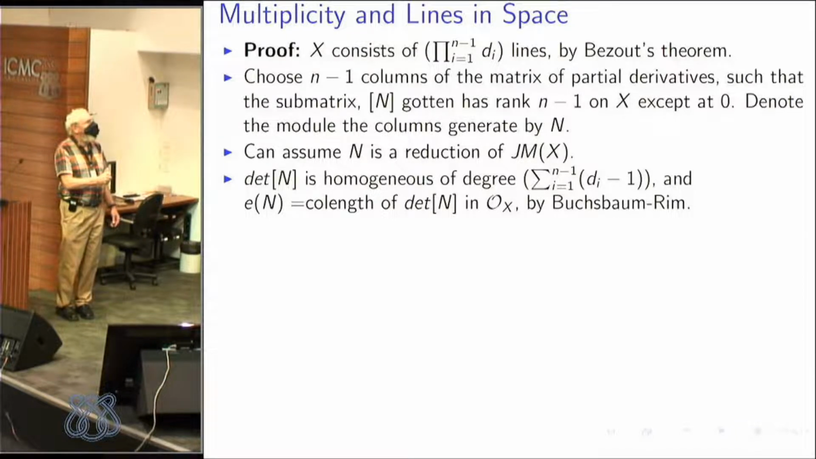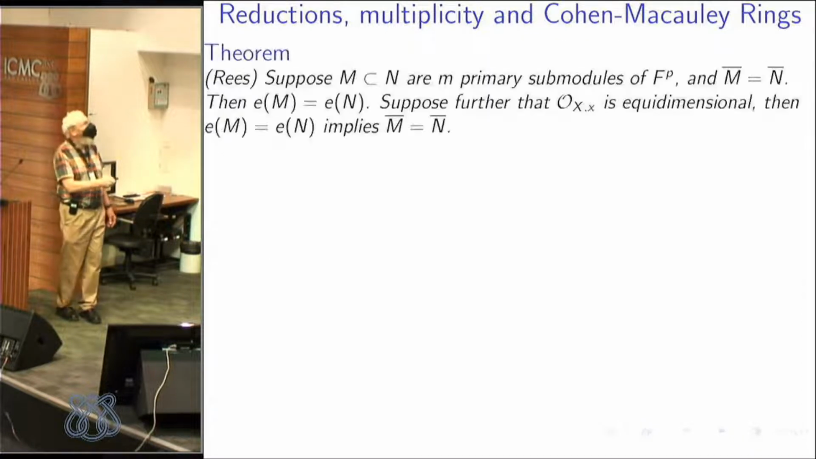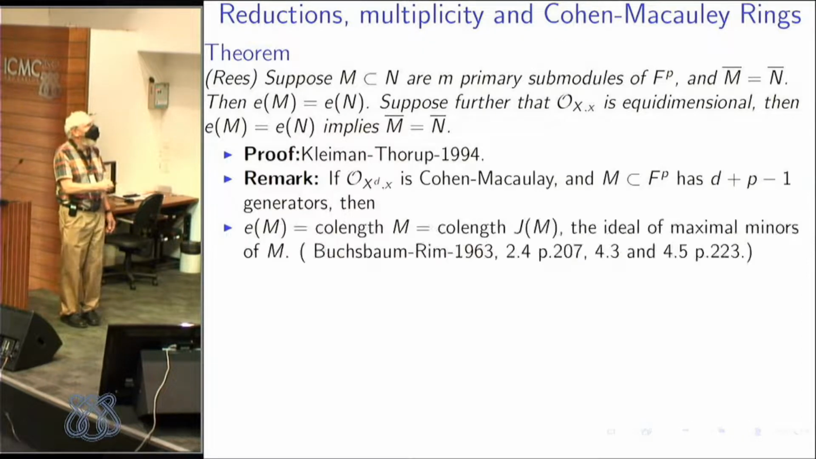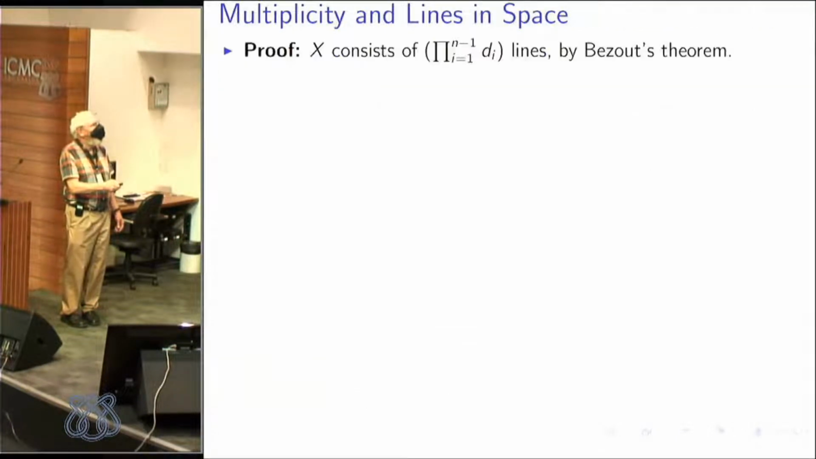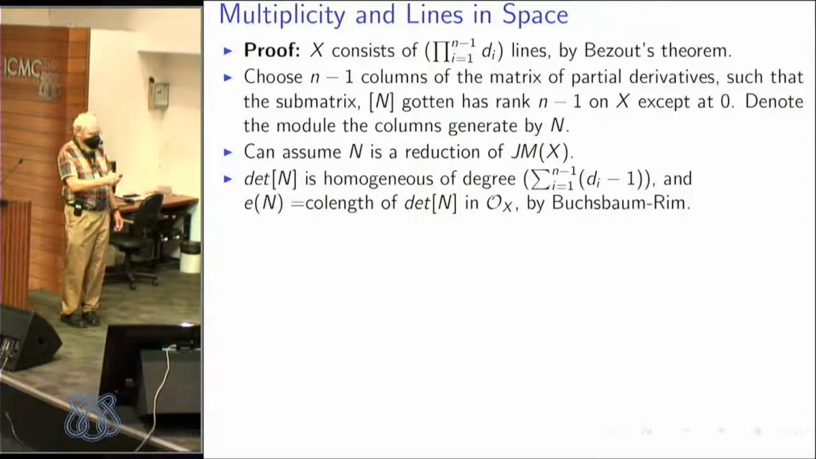And by the theorem of Buchsbaum and Rim, the multiplicity of N on each line is just the co-length of delta N in, oh dear. It's just the co-length of the determinant in OX by the Buchsbaum-Rim theorem.